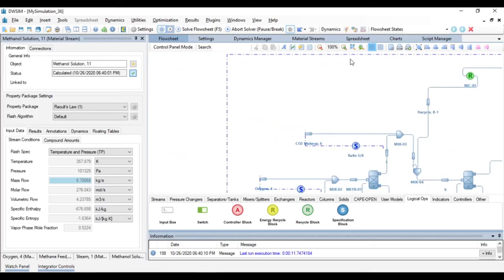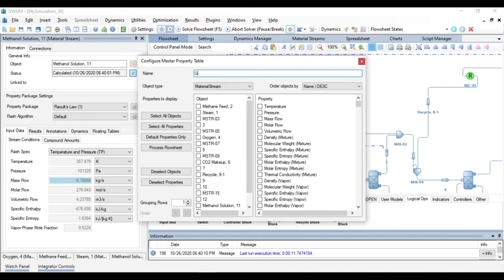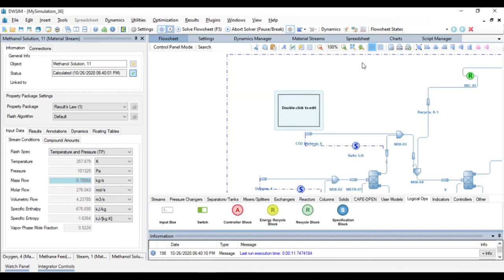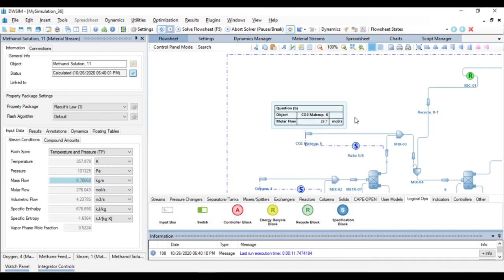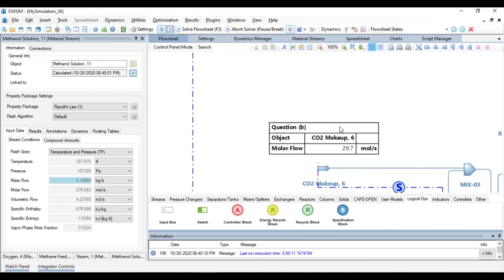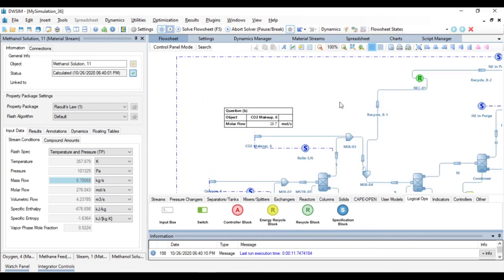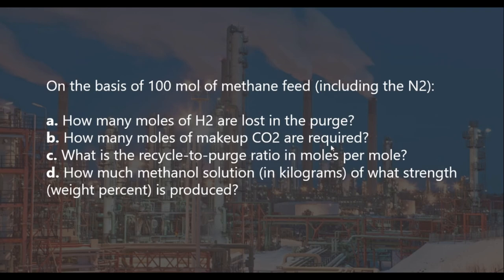Then in question B, how many moles of makeup CO2 are required? So we'll add a master property table here. This is question B. So the object is the CO2 makeup and the molar flow, because it is 100% CO2. Okay, there you go. This is 29.7 CO2 needed or CO2 required.